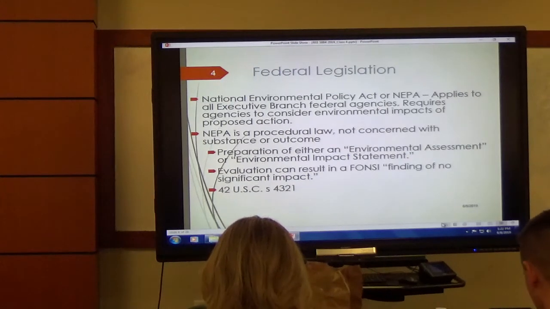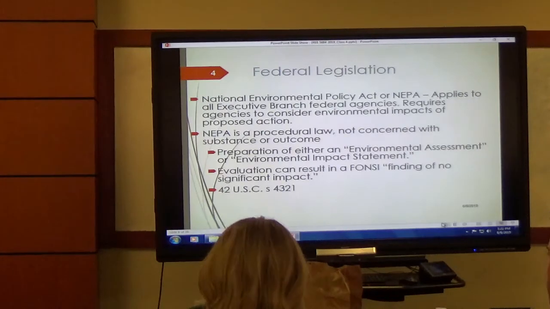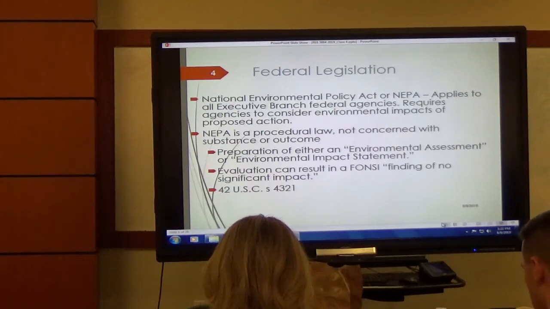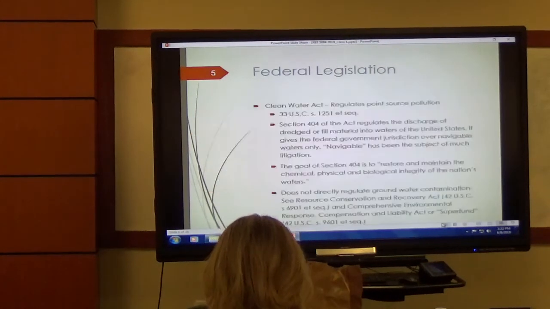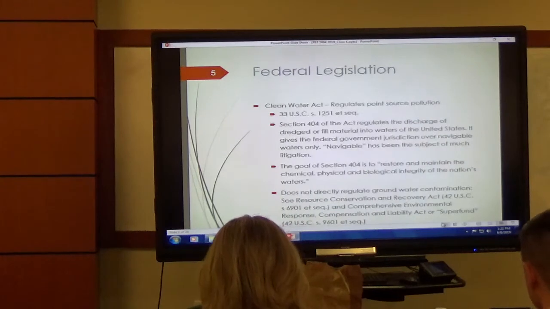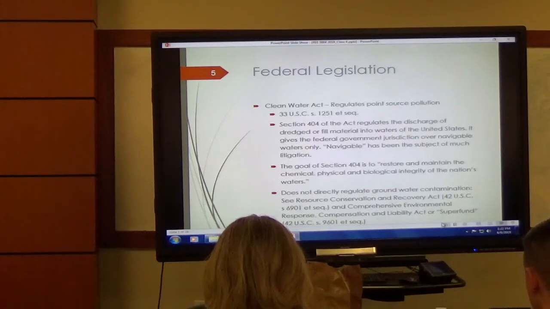And it doesn't matter what the outcome of the study is necessarily for NEPA. As long as the process was followed, generally the agency can win on appeal if someone challenges it. The Clean Water Act regulates point source pollution.